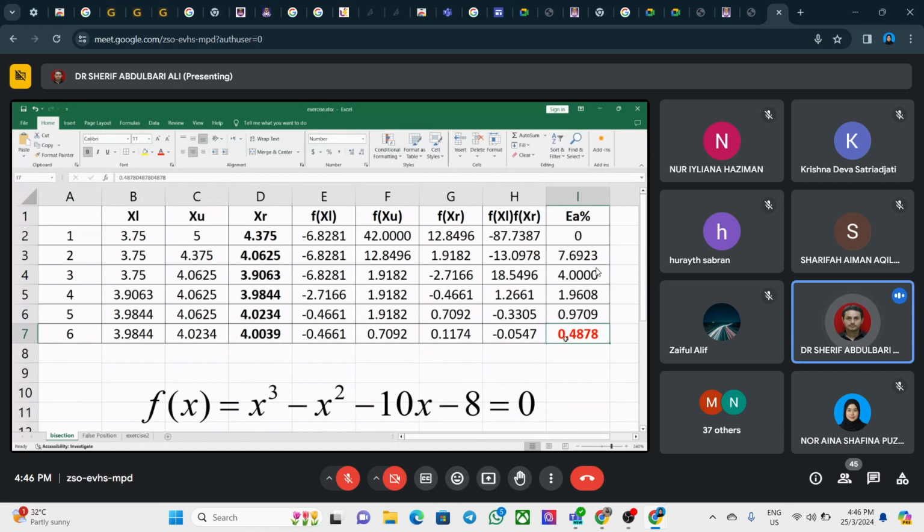So the exercise is asking you to iterate till the error is less than 0.5%. So when you achieve this answer here, 0.48, it means you already achieved the answer. You are looking at the value of XR, it's 4.0039. If you are having about 3 iterations with the same pattern of values, this means you are on a good track to solve the exercise and you already understand the method itself.